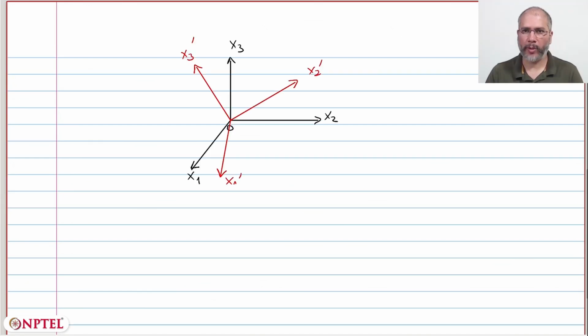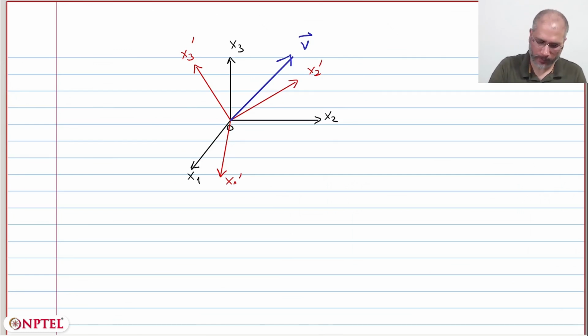So we have the base coordinate system as O, x1, x2 and x3, whereas we have a rotated coordinate system called O, x1 prime, x2 prime and x3 prime, denoted in the red color. And we have a vector, let's say the vector is v. So we have the vector v denoted in the blue color here. O, x1, x2, x3 is the base coordinate system.